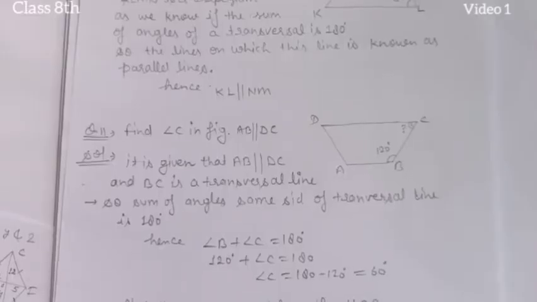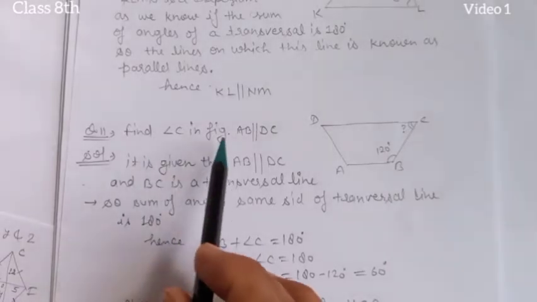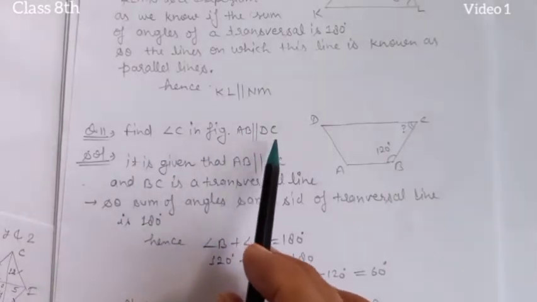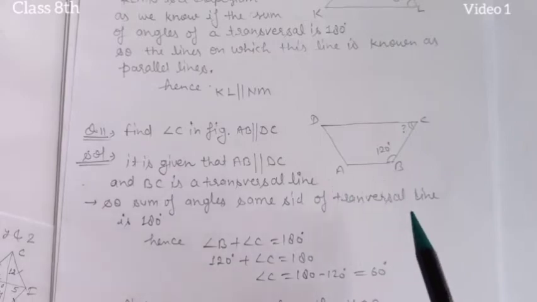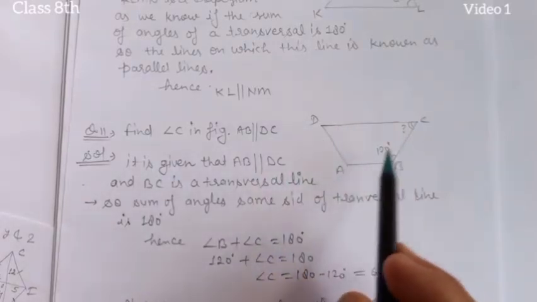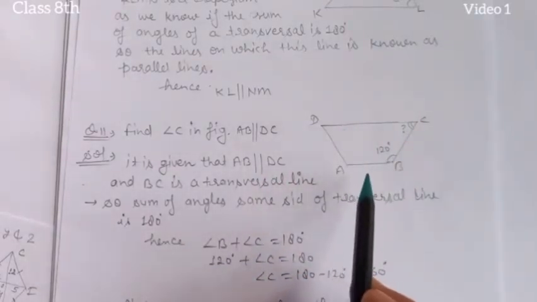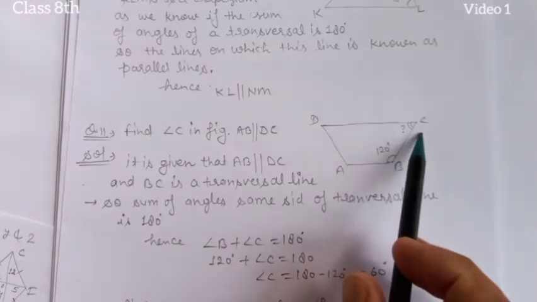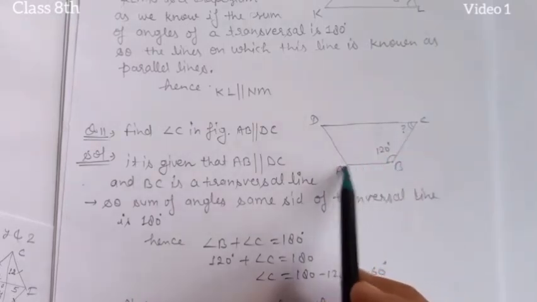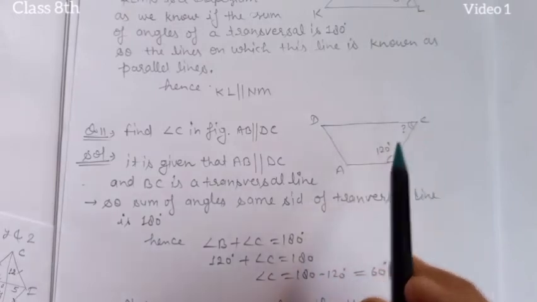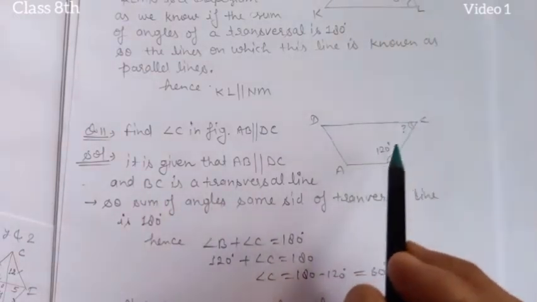Now let's move to question number 11. Find angle C in the figure if AB is parallel to DC. So students, it is given in the question set, the figure is here, ABCD is a quadrilateral and we have to find the value of angle C. It is given AB is parallel to DC, and BC is a transversal line.